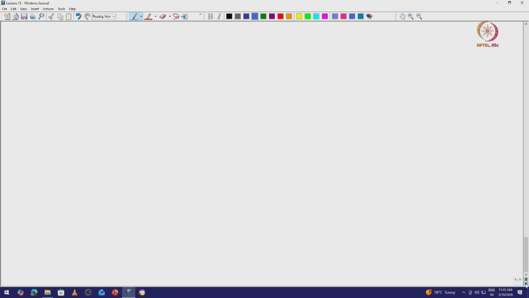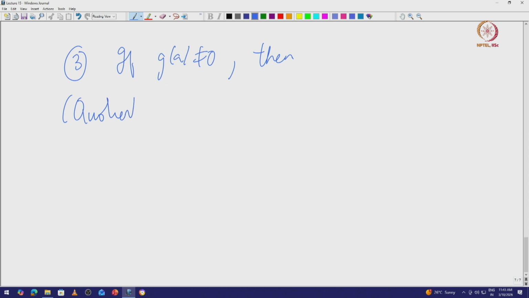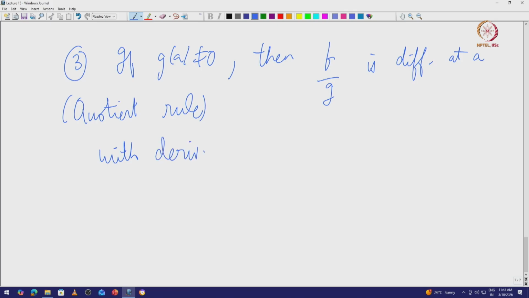Now, if g of a is not 0, this is, if you wish, the quotient rule. The quotient f over g is differentiable at a with derivative what you expect it to be. It's exactly what you would expect it to be.